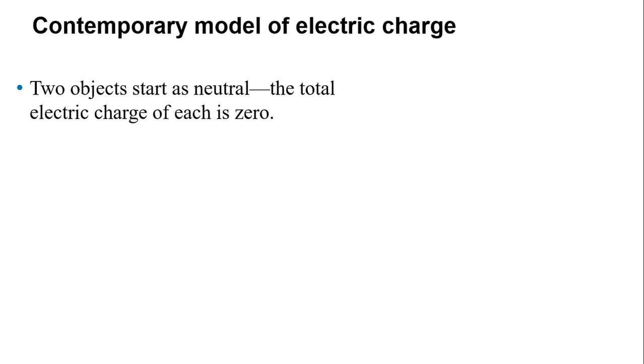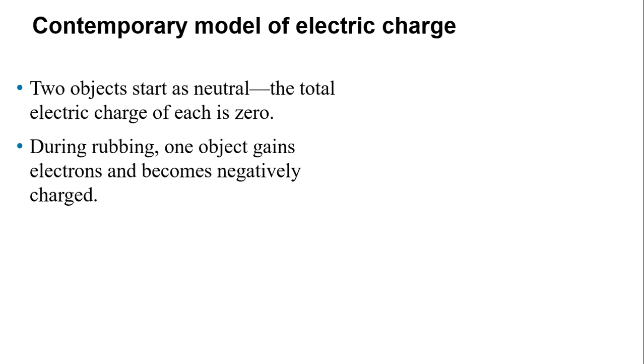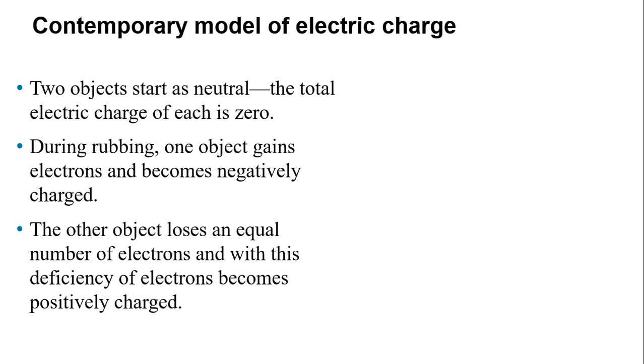All right, so our contemporary model, this is the one we use now. Two objects start as neutral. The total electrical charge of each is 0. That makes sense, okay. During rubbing, one object gains electrons and becomes negatively charged. And these are free-floating electrons, normally from the valence shell, but they could come from below that. And the other object loses an equal, notice what that says, equal number of electrons. And with this deficiency of electrons, it becomes positively charged. And that's what we believe now. So that's our current model that fits all this stuff.